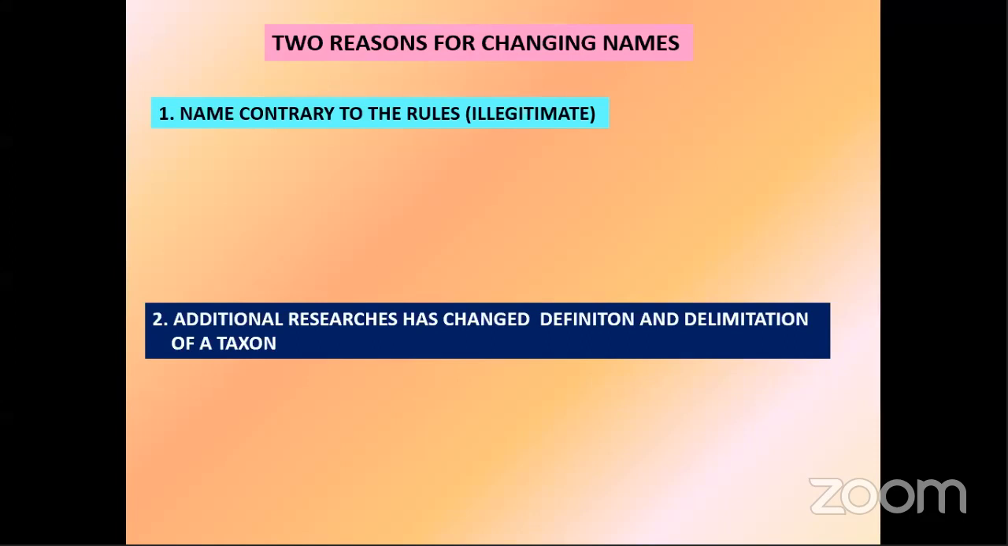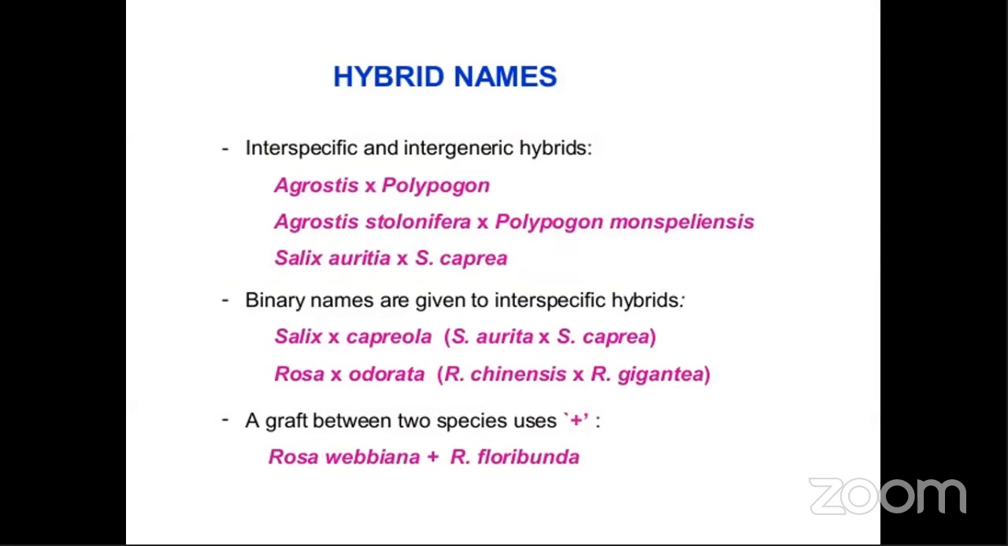Next one, the hybrid names. There is a special section for naming the hybrids. So whenever we are writing hybrids, we can put the cross mark in between the genus and species, or in between the species like that. The system was suggested for how to write the hybrid names. There are several codes, even 12 articles only for the names of hybrids. Next one.